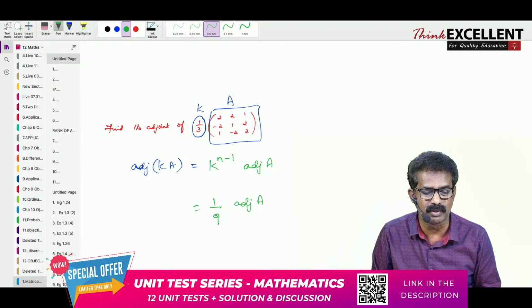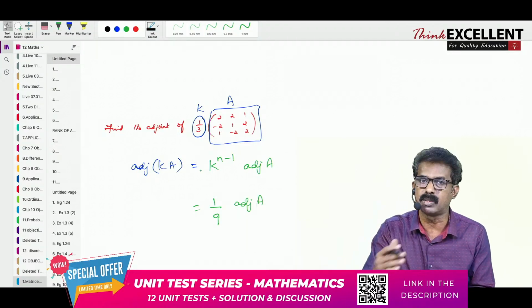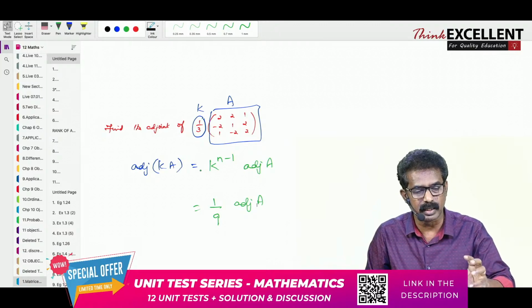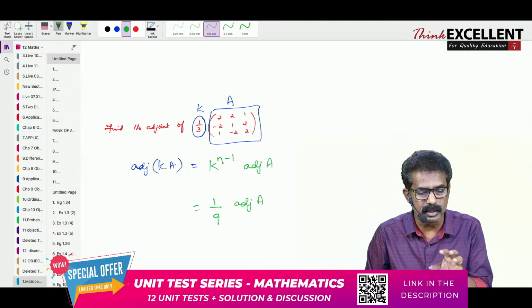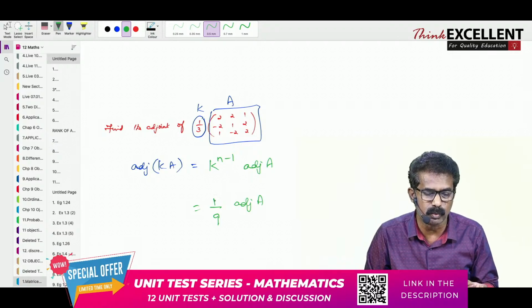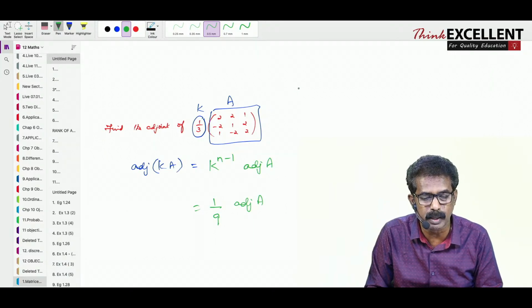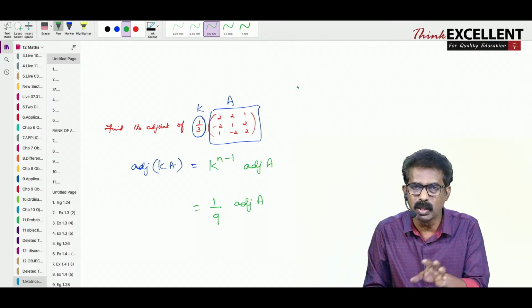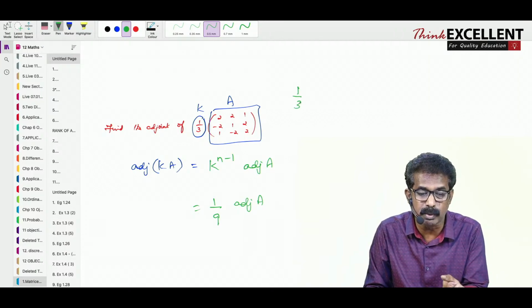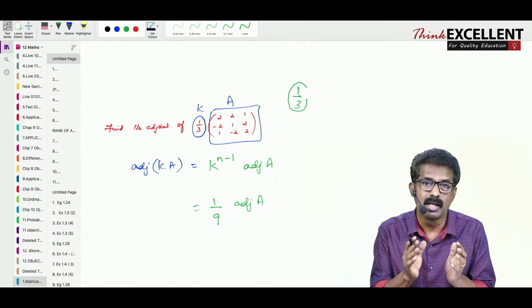You have to be very, very careful in this one. You should not write 1 by 3 as it is. When you find adjoint A, k raised to n minus 1, where n is the order of the matrix. So it is a 3 by 3, so give n value 3. 3 minus 1 is 2. So k value 1 by 3, 1 by 3 square is 1 by 9. If it comes as a 2 by 2, then what happens? k raised to 2 minus 1, and 2 minus 1 is 1 only. So what will you write here? You write only 1 by 3. Don't think that whenever adjoint comes you always square. It depends on the order of the matrix.